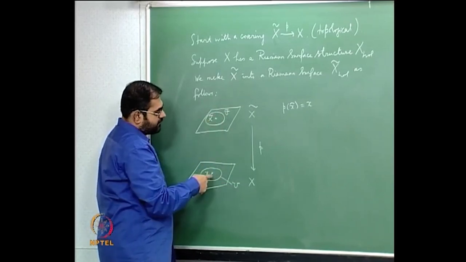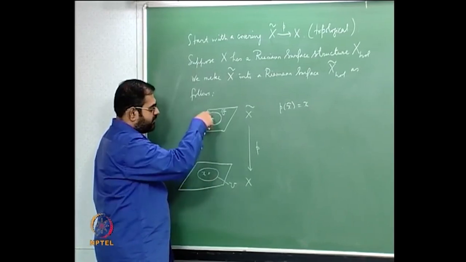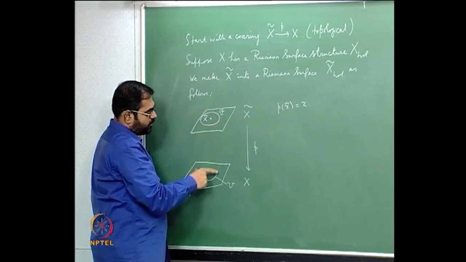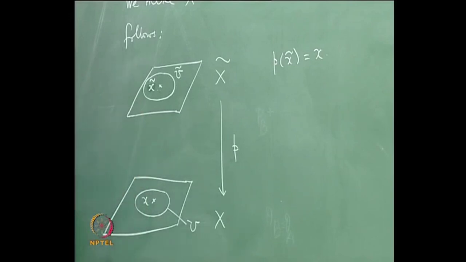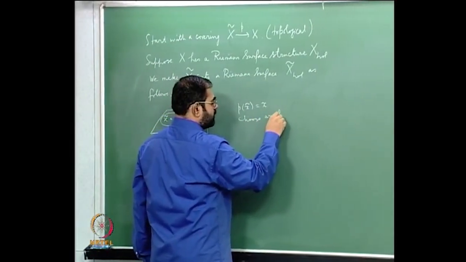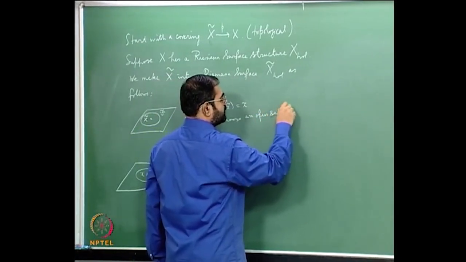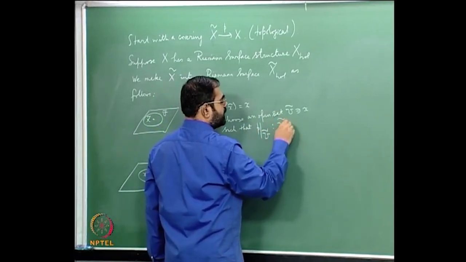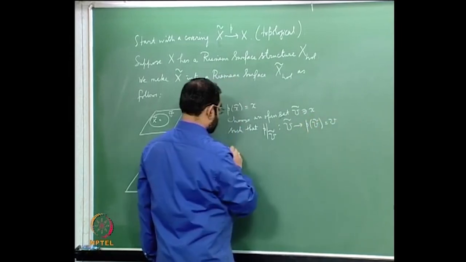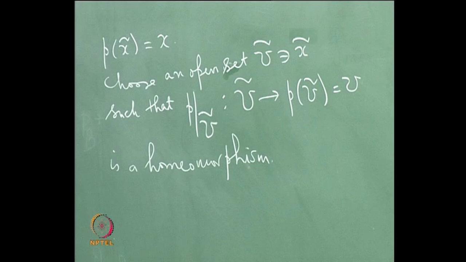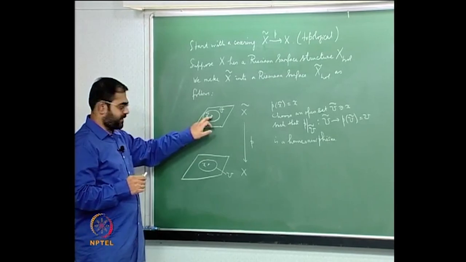For this I need not even have taken an admissible neighborhood below. Even if I knew that this is not a covering, but only a local homeomorphism, I can always take an open set above which is mapped homeomorphically onto its image below, an open set, by this map P. So in any case, we can choose an open neighborhood, open set U tilde containing x tilde, such that P restricted to U tilde, from U tilde to P of U tilde, which is U, is a homeomorphism. I can do this even if P was just a local homeomorphism at the point x tilde.